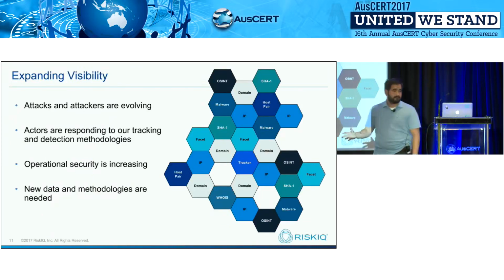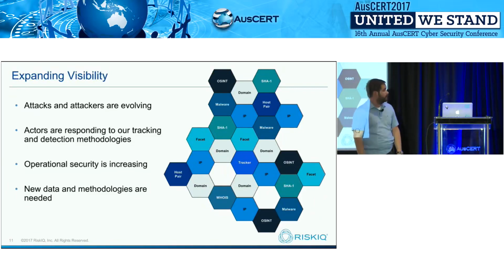But there's a problem. Actors understand how we as organizations defend against them, and they've changed their tactics, techniques, and procedures. They've increased their operational security. So traditional data sets like WHOIS and PDNS are still very useful to inform our investigations, but there are a lot of hurdles around them. As I said previously, an actor may privacy protect their WHOIS information. When that happens, you can't use this methodology to find additional domains or understand the people targeting you.